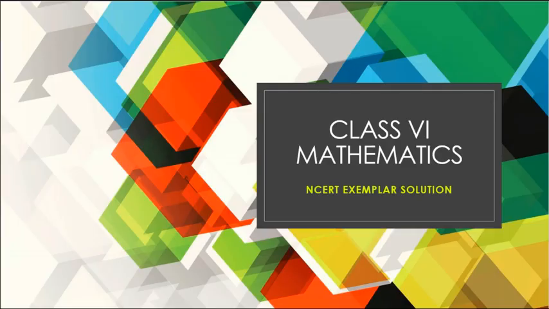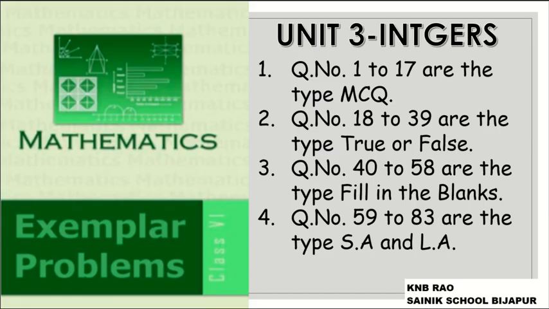Students, we were discussing NCERT exemplar questions of unit 3, integers, and we have solved up to question number 70, which includes the types MCQ, true or false, fill in the blanks, and some of the short answer type. So today we will start from question number 71 onwards.